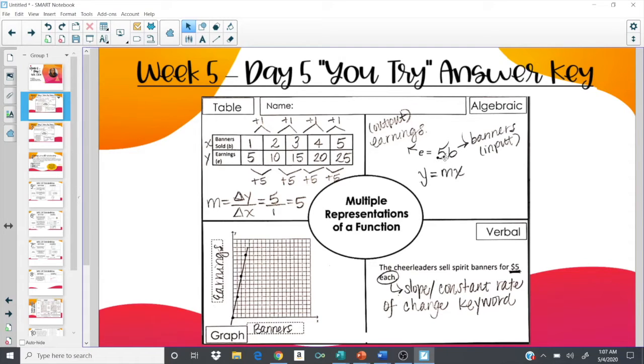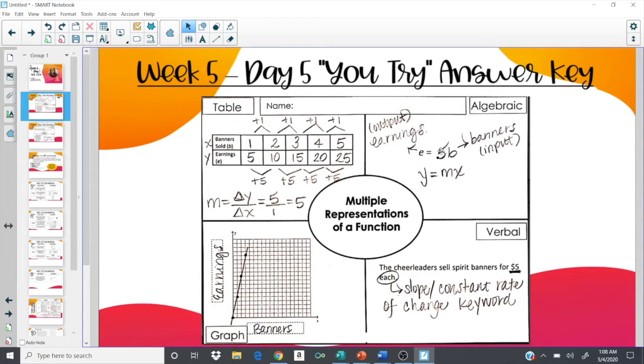If you have a problem representing it using the variables they want you to use, first write y = mx, and then substitute y and x for the variables they want you to use. So remember that x represents your independent variable and y represents your dependent variable. Banners represent your input or your independent variable, and earnings represent your output or your dependent variable. Your earnings depend upon how many banners you sell. So therefore, you would substitute B for x and E for y.